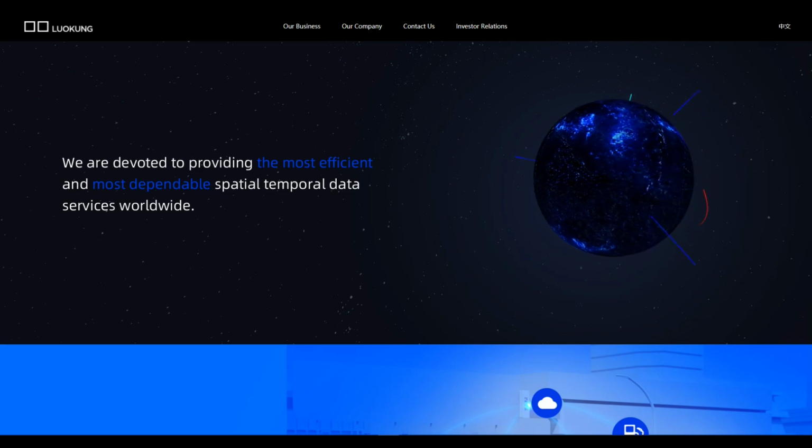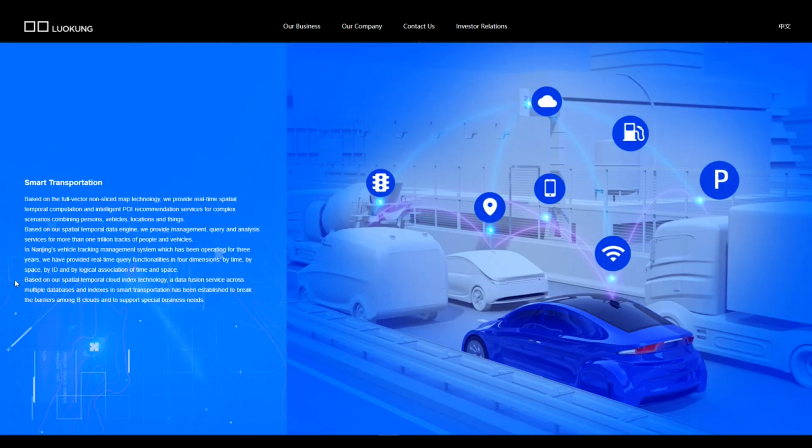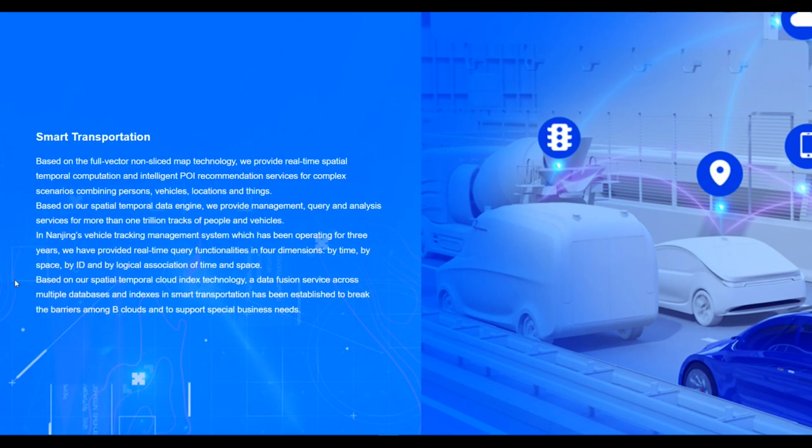Now let's move on to the in-depth analysis of what Luokung Technologies is actually doing and how this will affect the company's future in a positive direction, of course. The first application where the technology will be used is smart transportation. Based on the full vector non-sliced map technology, we will provide real-time spatial temporal computation and intelligent POI recommendation services for complex scenarios combining persons, vehicles, locations, and things.